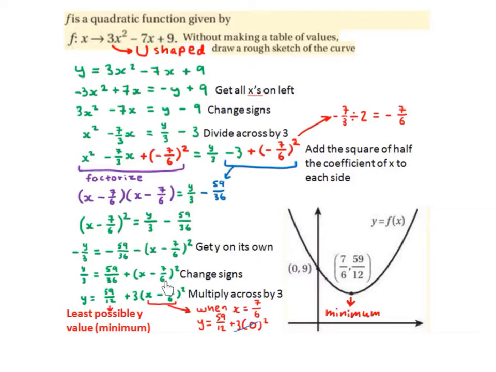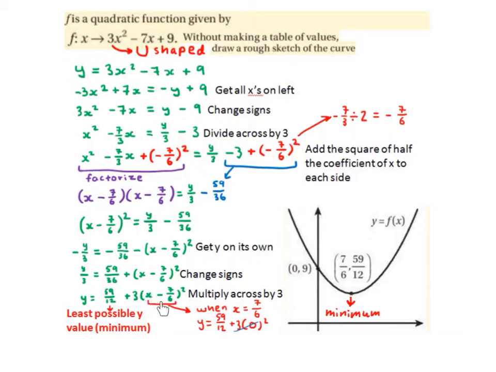Because the lowest value that this could be is going to be 0, because anything squared is going to give us a positive answer. So the lowest value that this can end up working out to be is going to be 0. Therefore, the lowest possible value of y is going to be 59 over 12. So 59 over 12 is going to be the minimum point on our graph on the y-axis. And in order for this to be 0, we need what's inside the bracket to be 0.